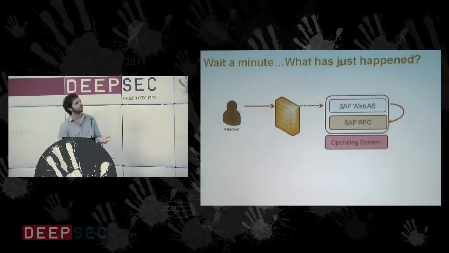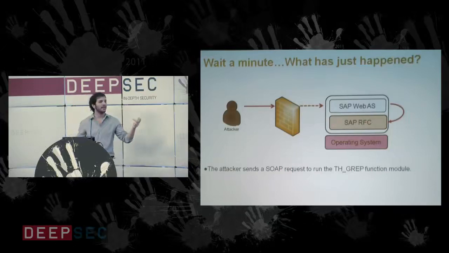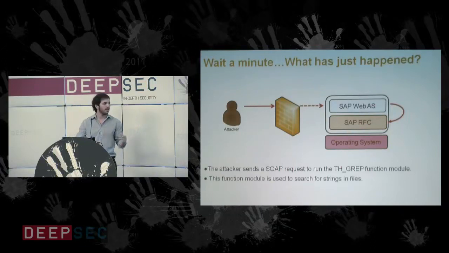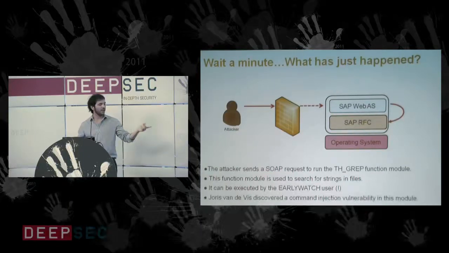So what actually happened over there? I told you we could execute RFC function modules. Then I can show you the code. The attacker is basically sending a SOAP request to execute a function module called thgrep, right? The legitimate use for this function module is to search for strings in files. And what's really important is that this can be executed by the EARLYWATCH user, one of the standard users that people think, I don't care about EarlyWatch, it doesn't have many privileges, right? So a friend of mine from the Netherlands discovered a command injection vulnerability in the RFC module.